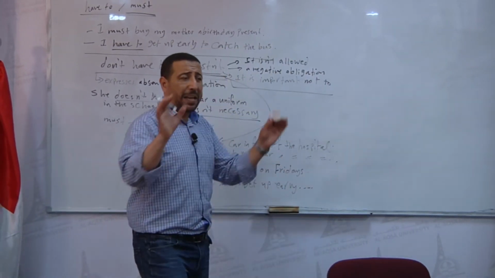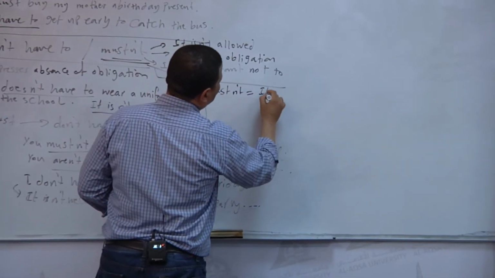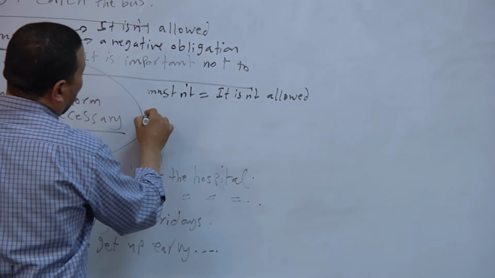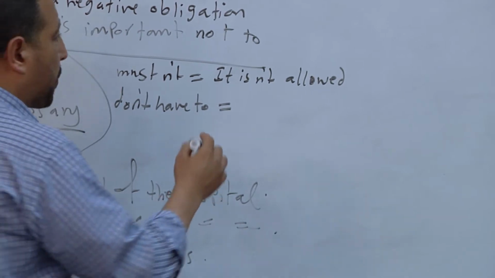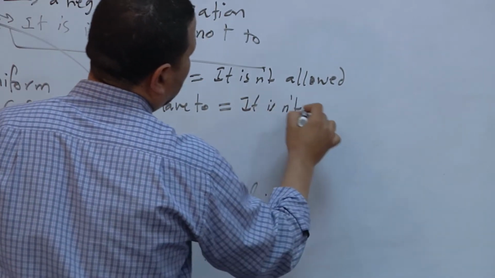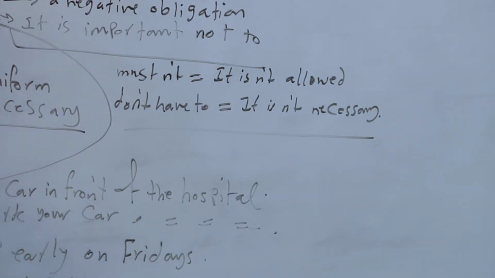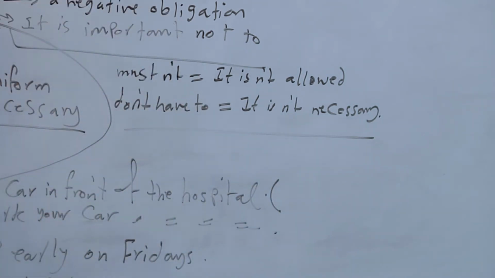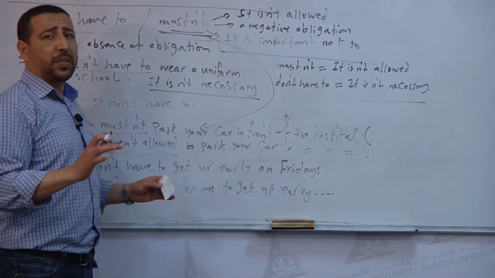In short, I can write it as a rule. Mustn't means it is not allowed, and don't have to means it is not necessary. So in the exam, you might find some questions like you mustn't park your car in front of the hospital. Use allowed or not allowed. And here, I don't have to get up early. Use necessary or not necessary. Okay, this type of questions.